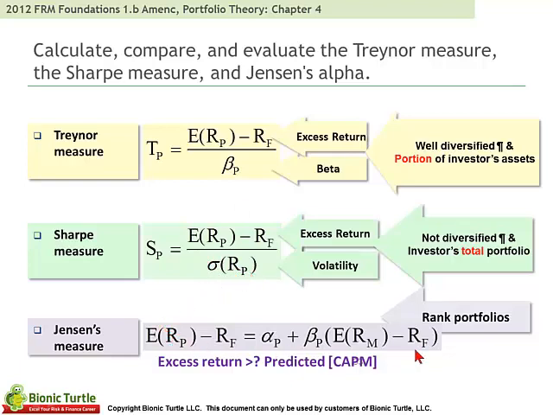And then Jensen's here is related to Treynor because it really gives us the alpha, or the difference between the excess return and what would be predicted by the capital asset pricing model. And then here we have the motivations for when these would be appropriate. Treynor, if it's a well-diversified portfolio, and Sharpe if it's not a well-diversified portfolio.